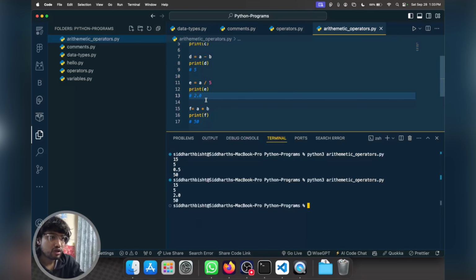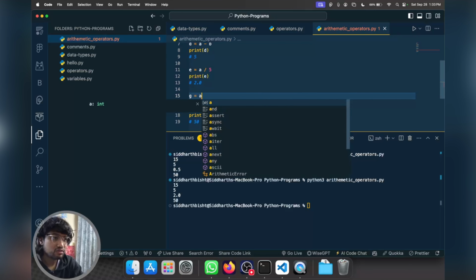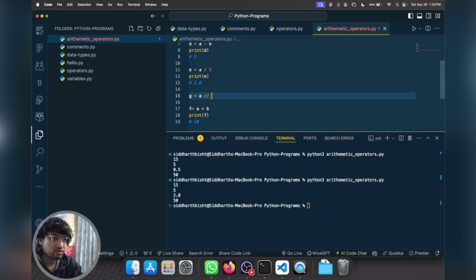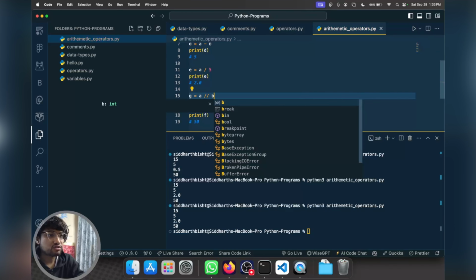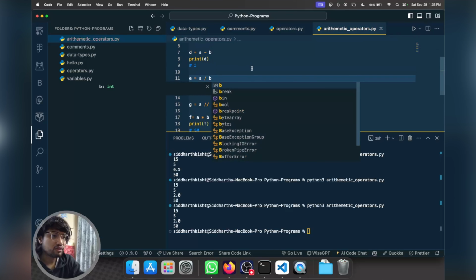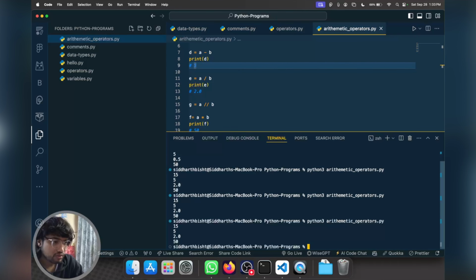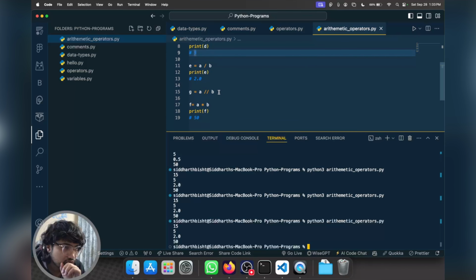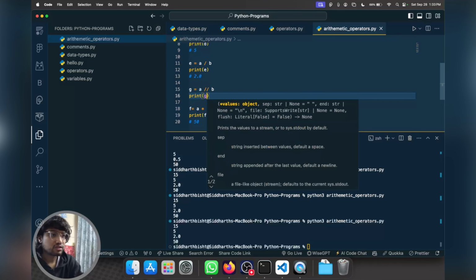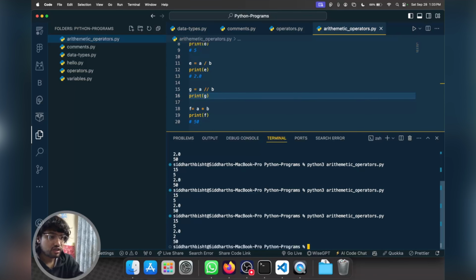Okay, 2.0. But if I don't want this .0, what I can do is, let's say, g is equal to a double division by b. This is called floor division. What it does is it removes the point zero at the end. So it should be a double divided by b. If I print g and run it, I will just get 2.